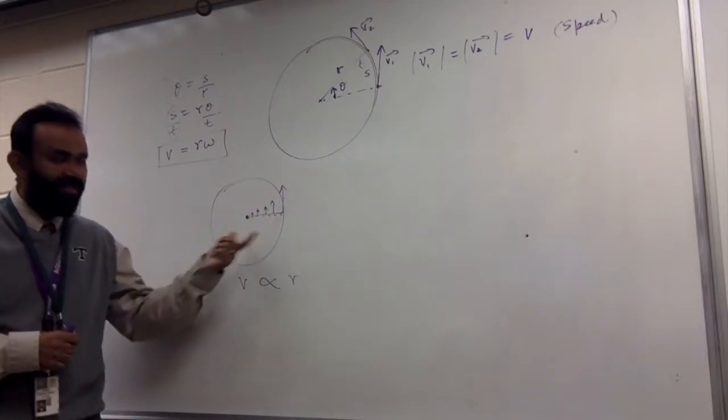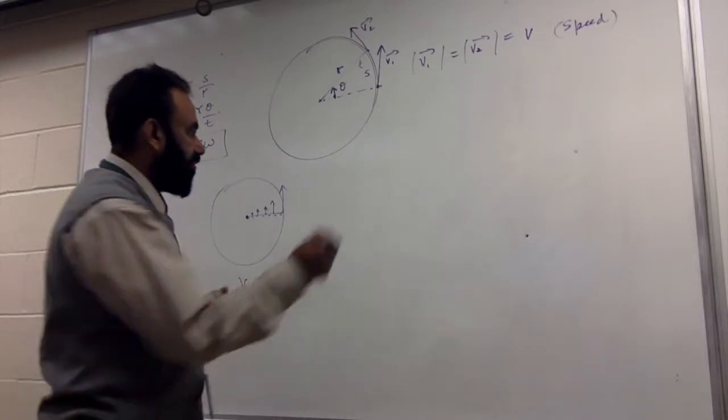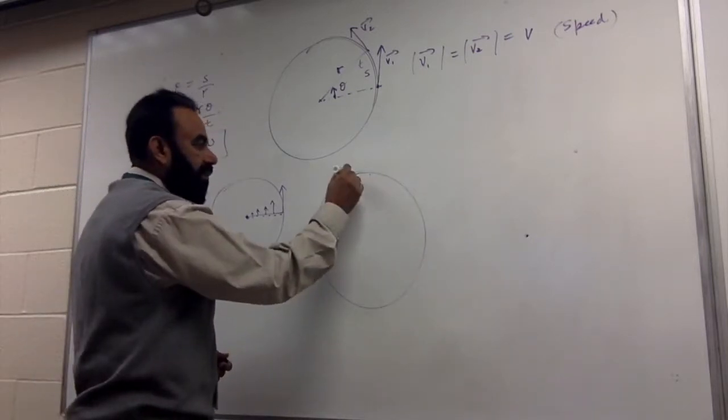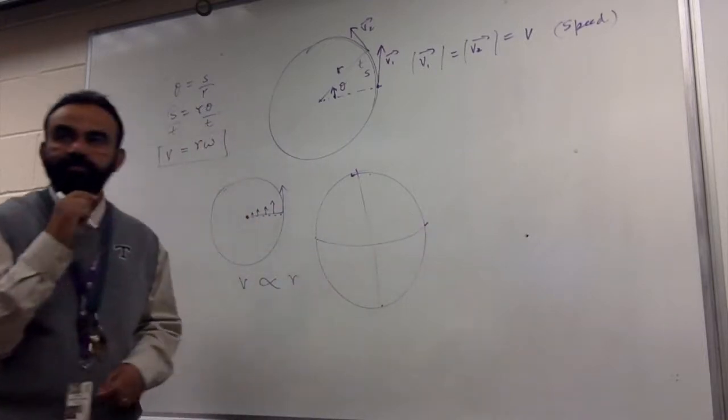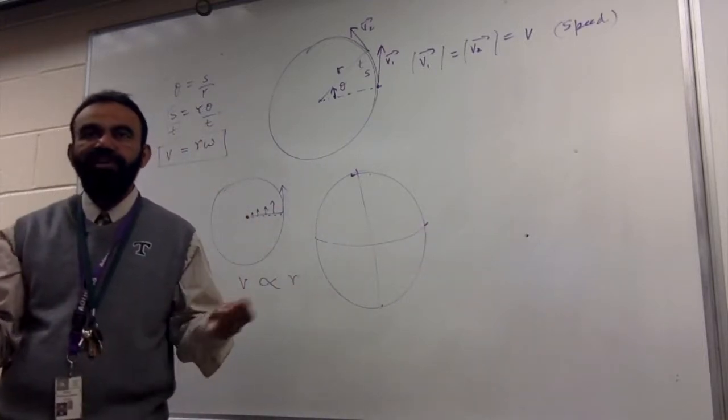And the same applies to the Earth. If you look at the Earth, these are the poles. That's the equator. Now, who on the Earth is moving fastest?